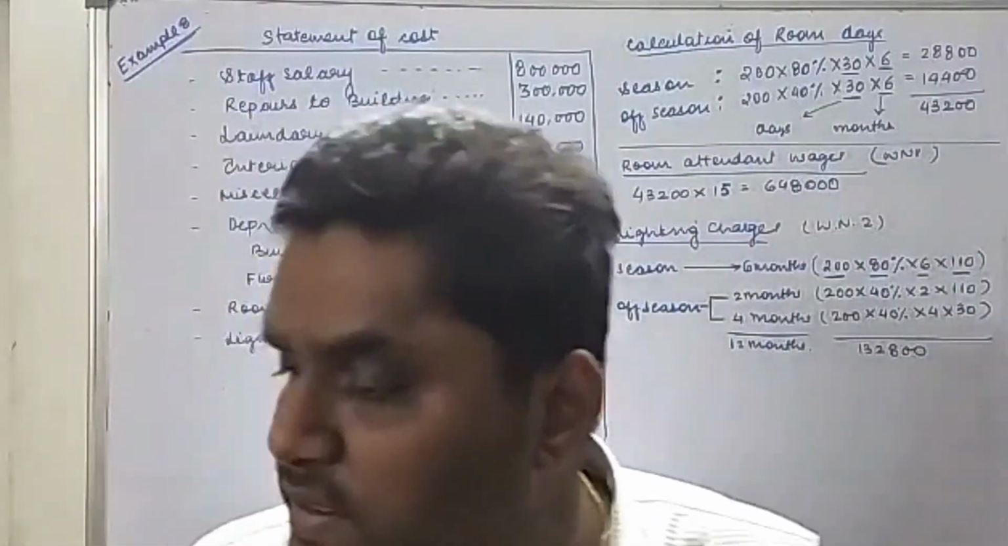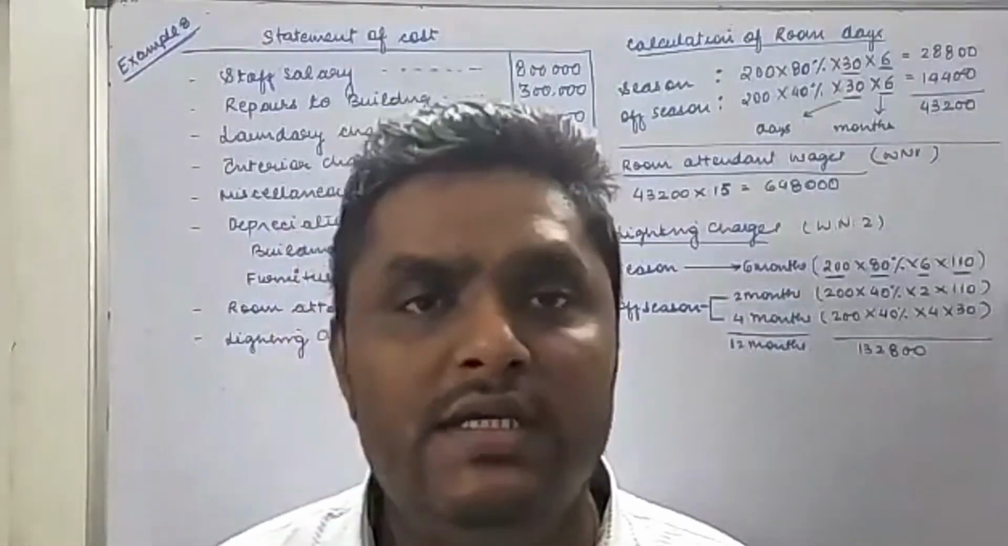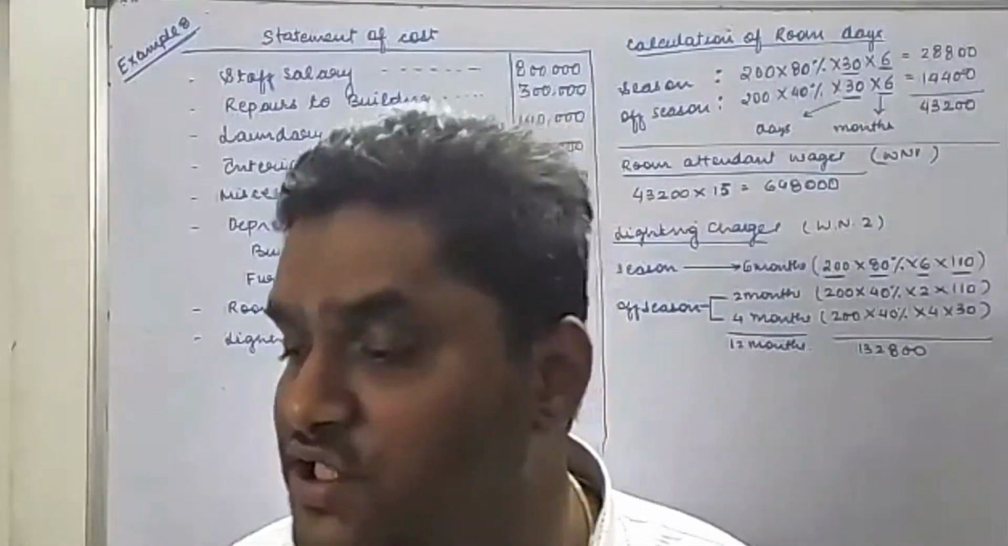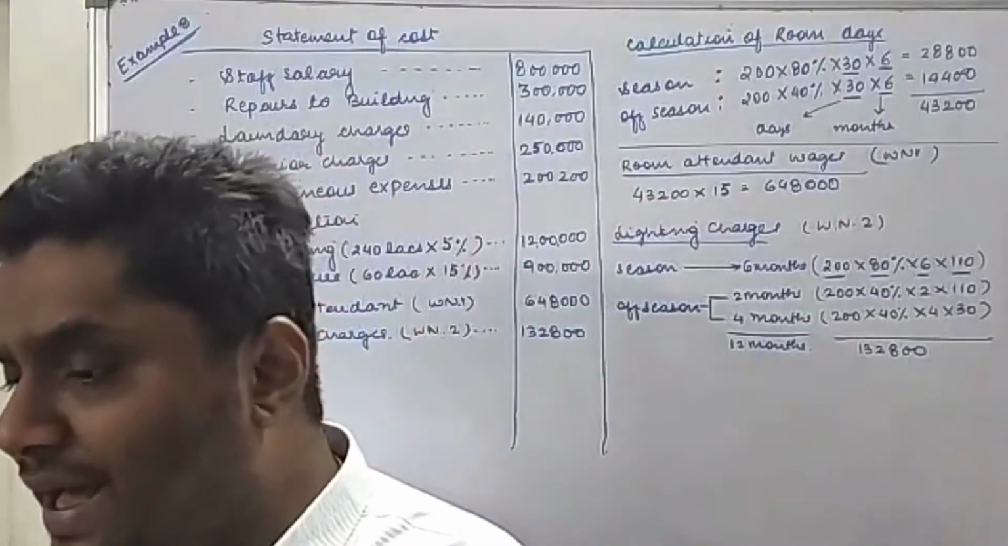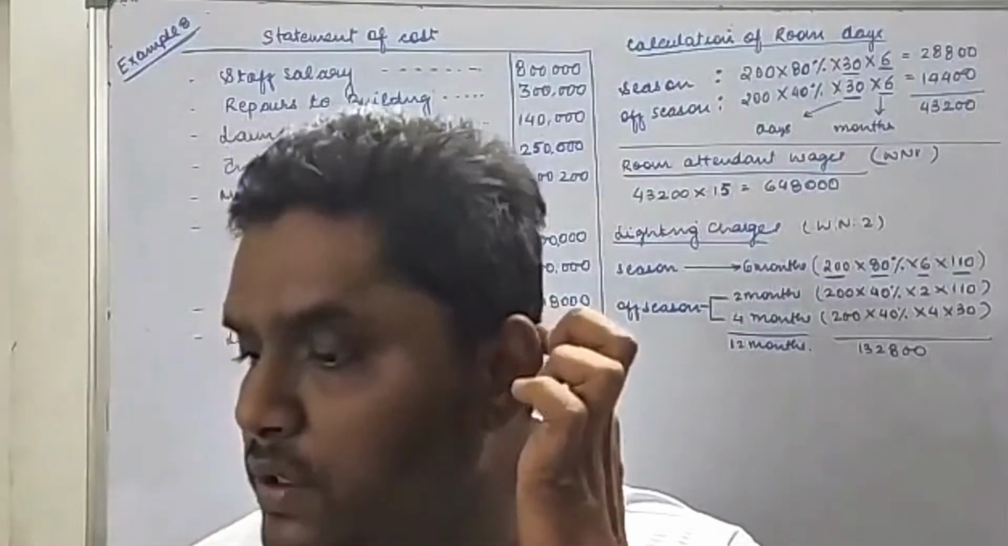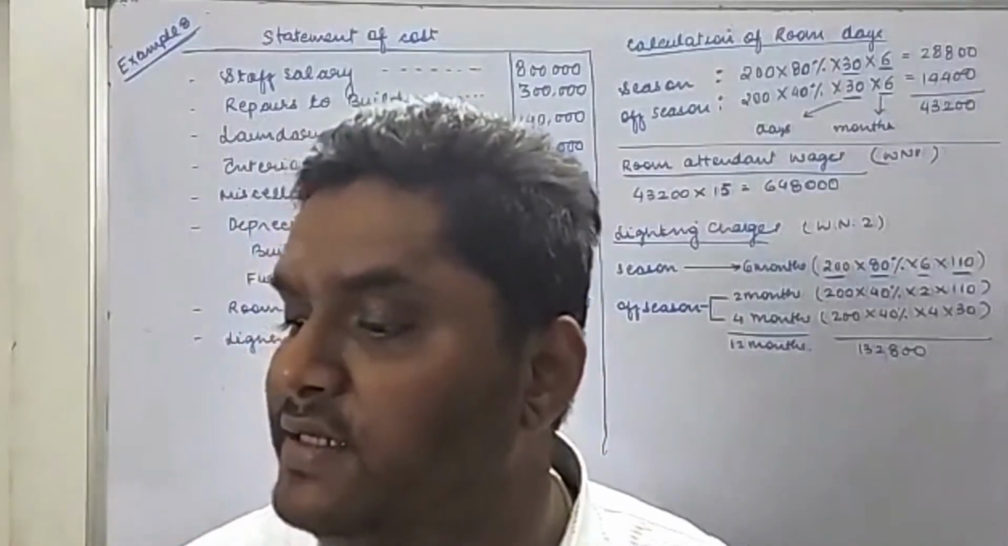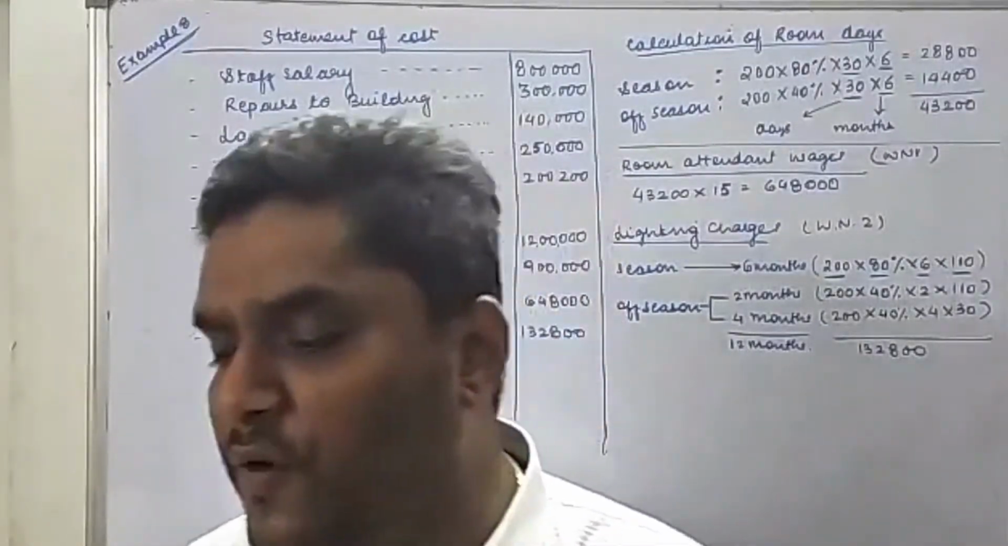Vasak Yadav, winter season assumed to be off season. See, I'm not assuming anything. It is given straight away in the question. See, read the last line: assume a month to be of 30 days and winter season to be considered as a part of off season.